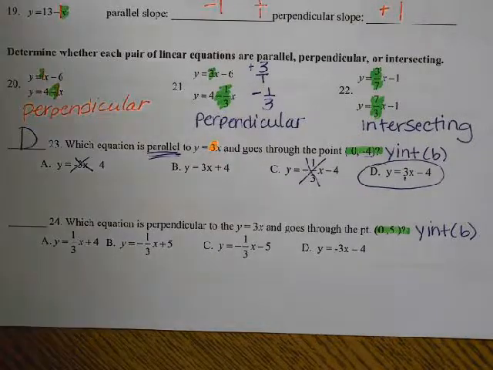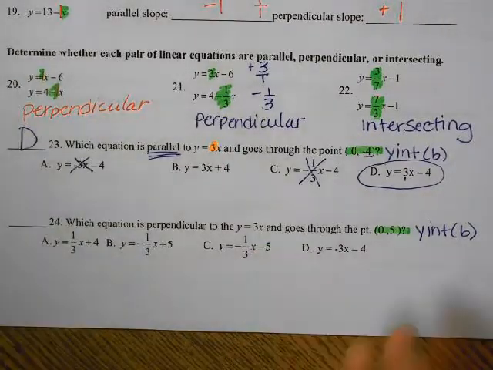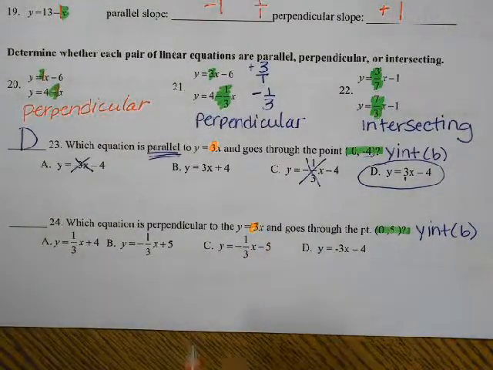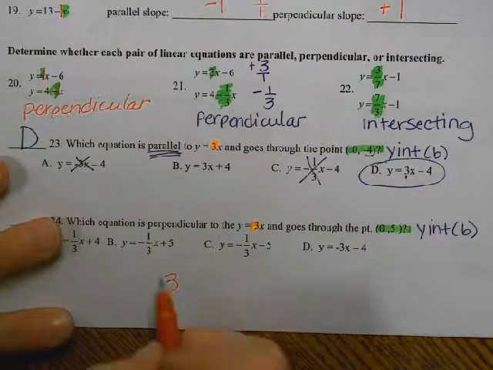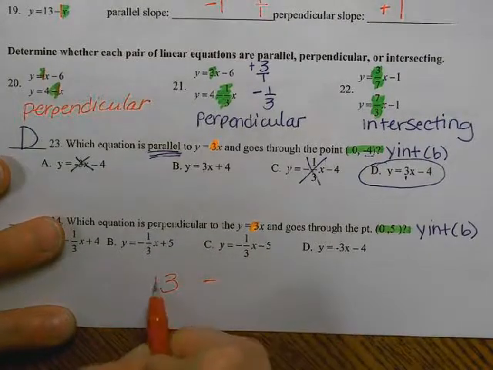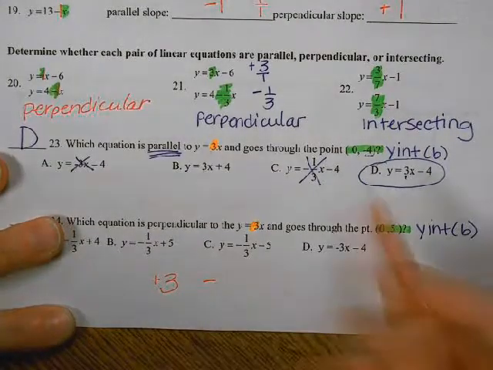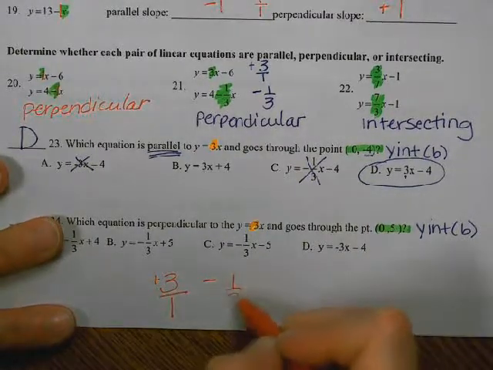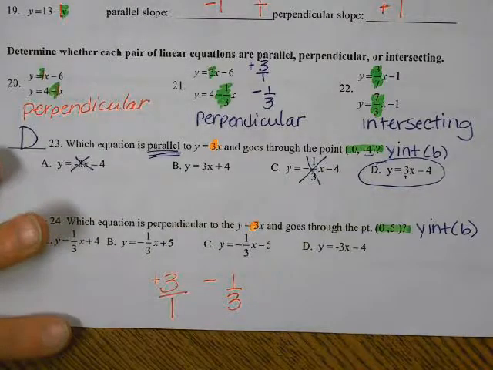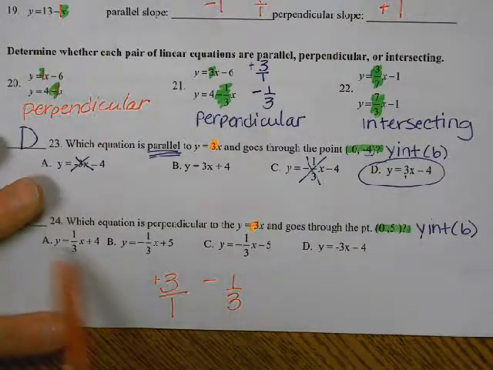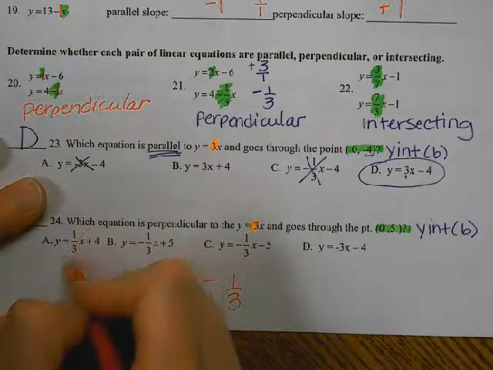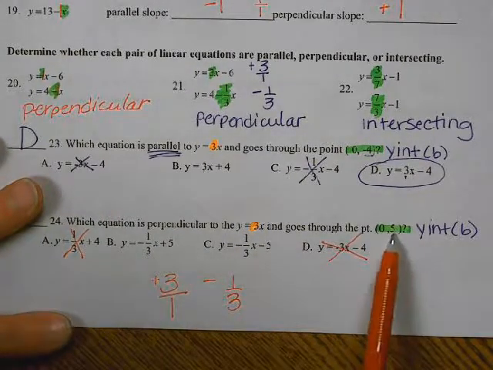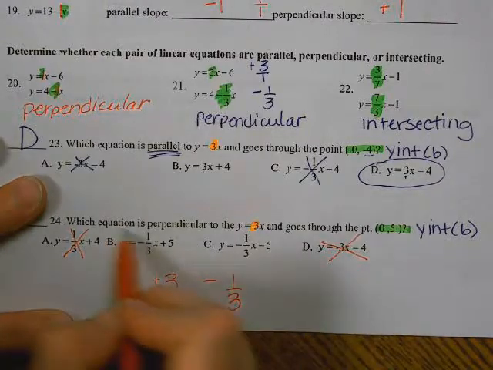Alright, number 24. Same thing, perpendicular this time. So the slope is 3. So we're going to take 3 and make it a negative, because this one was positive, so that one's got to be negative. And then we've got to flip it. So it's 3 over 1. We're going to flip it, so it's going to be 1 over 3. That's called taking the negative reciprocal. So anything that doesn't have negative 1 over 3 next to x is going to be wrong. And then we have to look, our y-intercept is positive 5. So that's answer choice B.